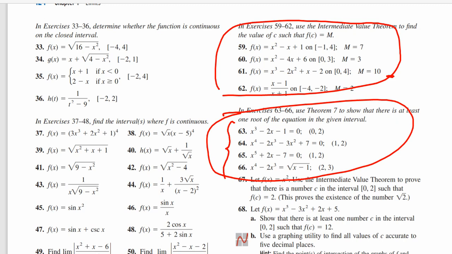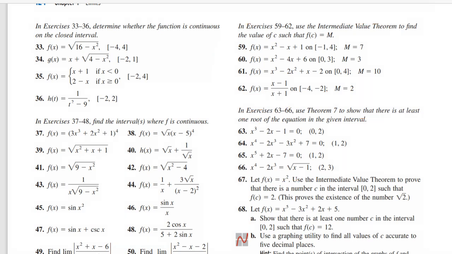For 63 to 66, it says use theorem 7 to show that there is at least one root of the equation. Theorem 7 is the intermediate value theorem. Oh, remember I mentioned a corollary to the theorem. That's very important. It allows us to solve equations. That's what that is. It says show that there is at least one root. Roots are solutions. So that's what we want to do. Okay, let me copy and paste this one, and then we'll work one of each of these, and that'll be the end of this lecture.